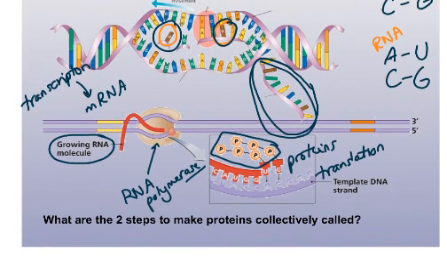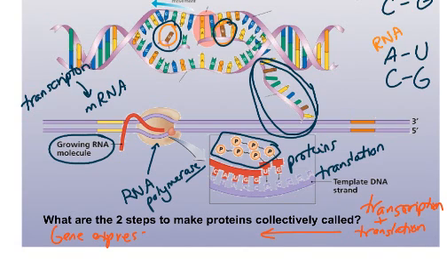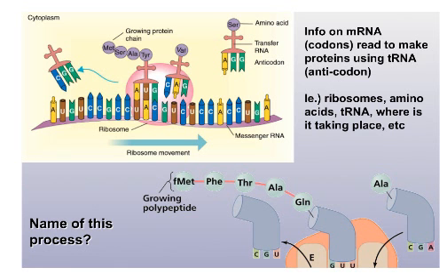Final question is, what are these two steps to make proteins collectively called? Transcription working together with translation, and collectively together, this is known as gene expression. So here in the last picture, naming the process, there is your growing protein chain. This process is translation, and you would know that because it is in fact making proteins.